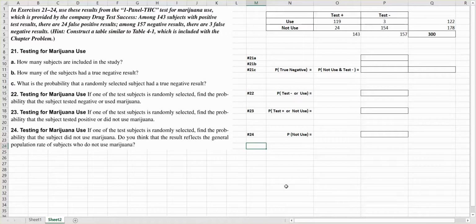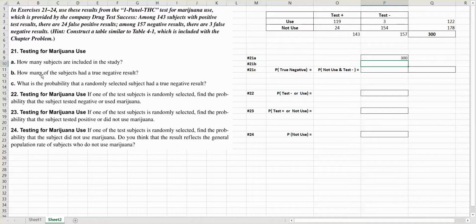And through the magic of video, we have the questions appearing here. So question 21, how many subjects are included in the study? That's our grand total amount. They're just asking for a count. Let's give it to them.